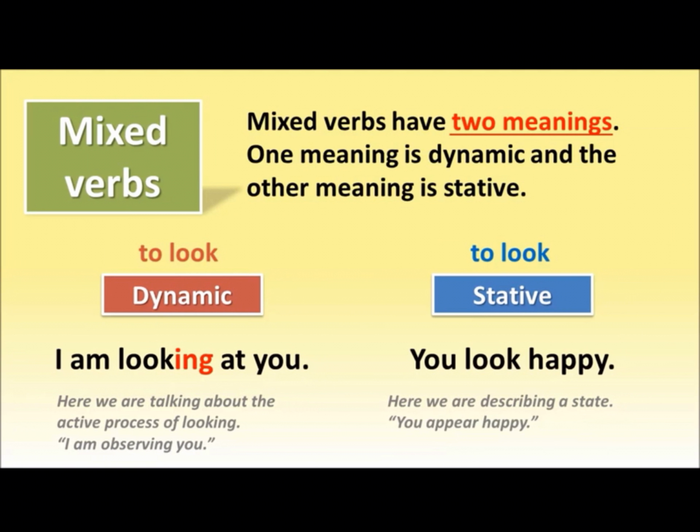So when I say I am looking at you, pay attention. I am looking at you. This is to look in the dynamic form. Now, moving to the stative verb to look, we say, you look happy. Here we are describing a state, which is you appear happy. Maybe you are smiling, maybe you are looking comfortable, maybe you just have a happy look.